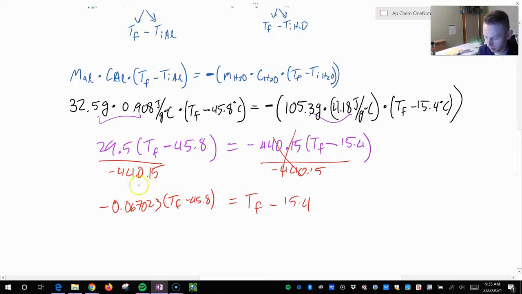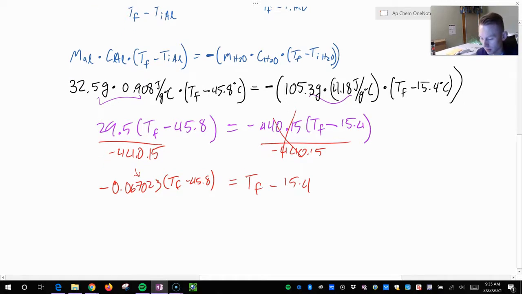Now, this number is pretty small, so it's key that you bring enough significant figures. So that way, if you just put 0.06 or 0.067, that would probably not be a significant amount of sig figs to get close to the right answer in the end. So you want to make sure that you don't round as much as possible as you do these. All right, so then we need to distribute.